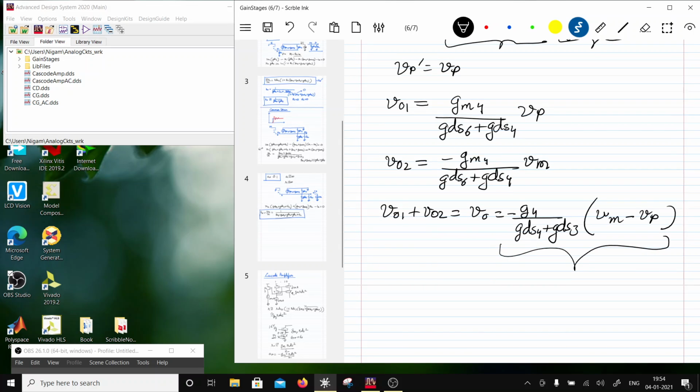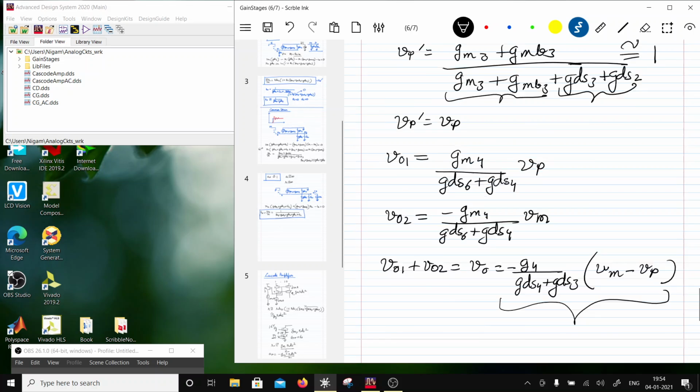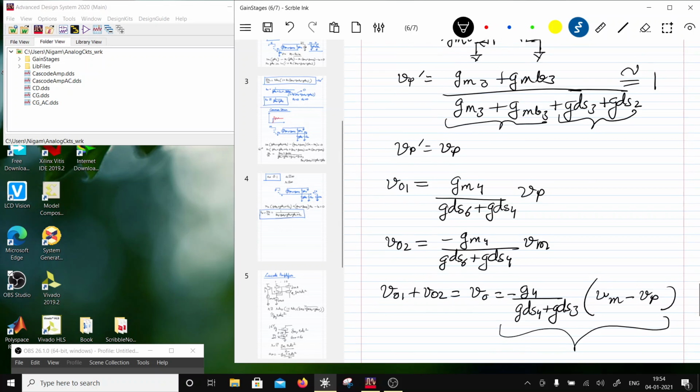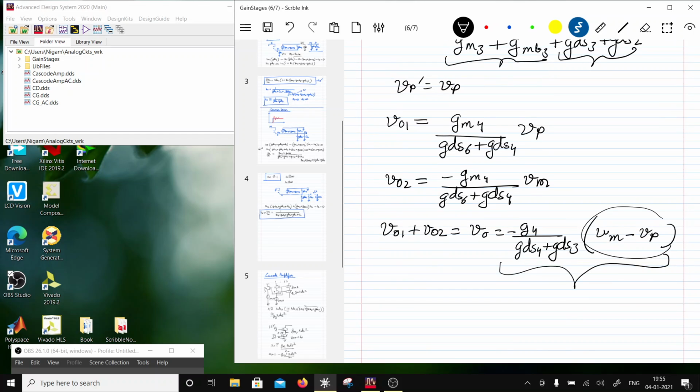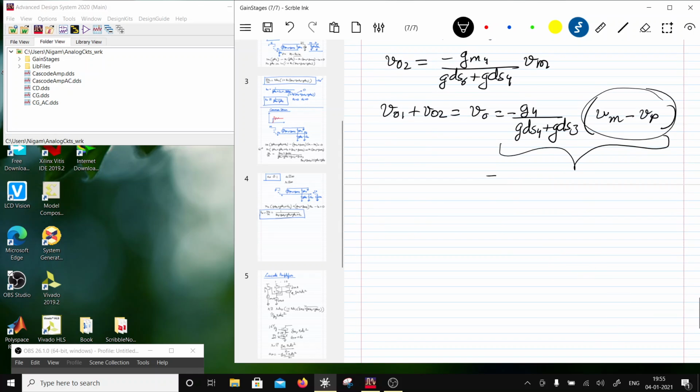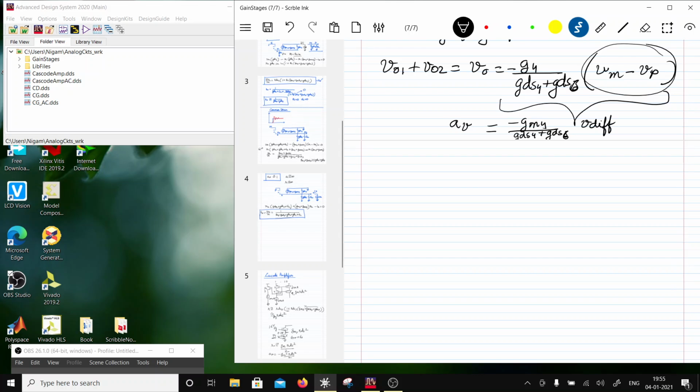Now the way I label that is going to change if I introduce another stage over here. Now what's the problem with this differential amplifier? The problem with this differential amplifier is the following. Now it is responding to the difference of the signal. That's why I'm calling it differential amplifier, right? So I can write minus GM4 by GDS4 plus GDS6 times V diff. Okay, so this is going to be a differential gain, the differential gain of this differential amplifier.